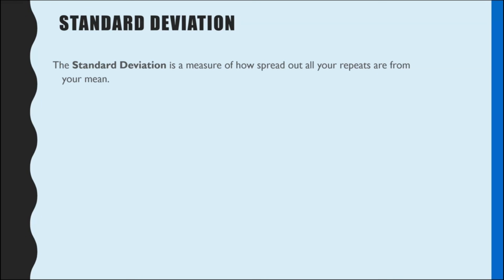You could only ever be asked, what is the purpose? So we can see here the definition. Standard deviation is a measure of how spread out all your repeats are from your mean. So you could be asked what standard deviation is and have to give that definition. You could be asked, what is the advantage of using standard deviation instead of the range? To answer that question, you have to know this definition for standard deviation, but also the definition of range, which is the highest and lowest value.